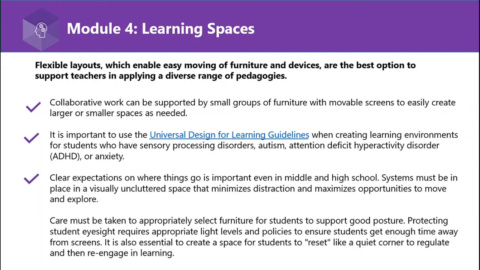Clear expectations and where things go is important even in middle and high school. Systems must be in place in a visually encouraging space that minimizes distraction and maximizes opportunities to move and explore. Care must be taken to appropriately select furniture for students to support good posture. Protecting student eyesight requires appropriate light levels and policies to ensure students get enough time away from screens. It is also essential to create a space for students to reset, like a quiet corner to regulate and then re-engage in learning.